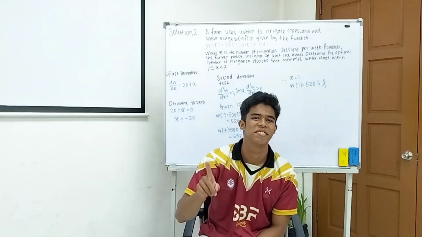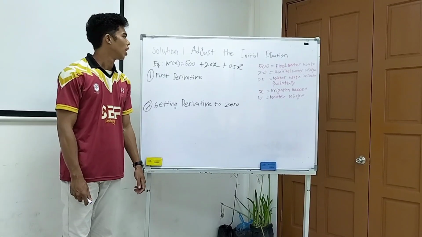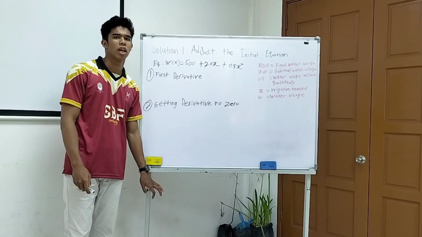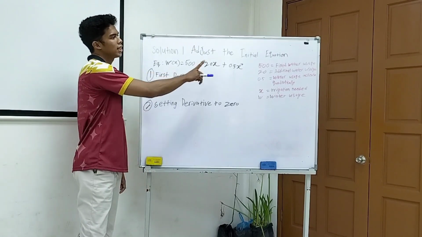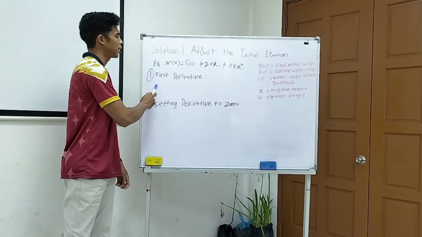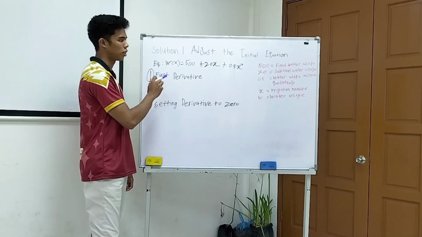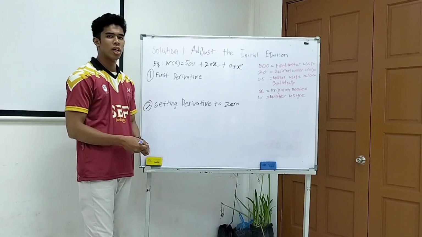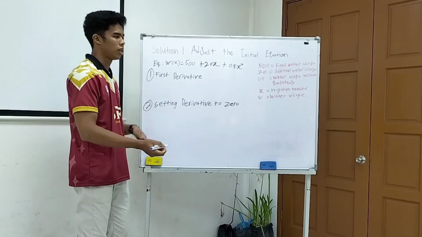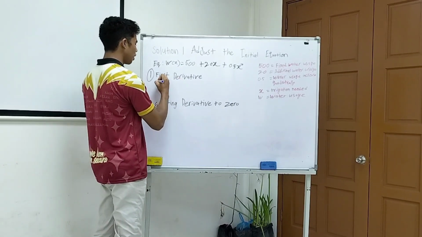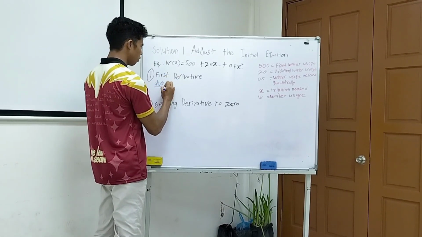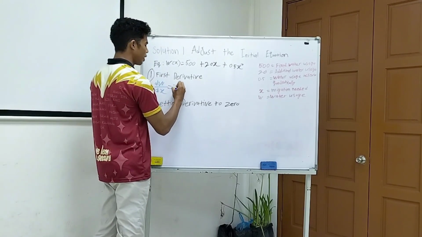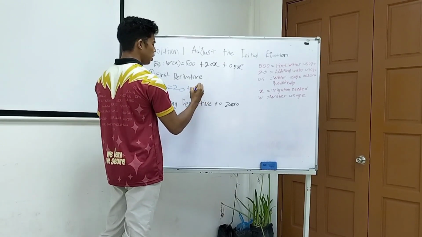Hi, I'm member number 1. For the first solution, for the problem of how to minimize water usage, first you need to adjust the initial equation. The first equation is W(x) equals 500 plus 20x plus 0.5x squared. The first step is to differentiate the equation, which means it becomes dW/dx equals 20 plus x.